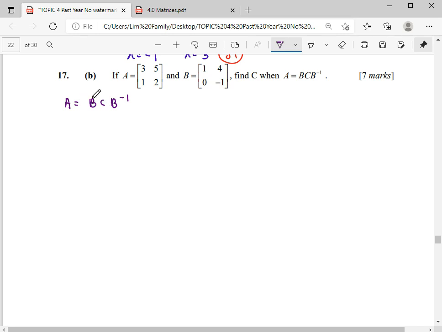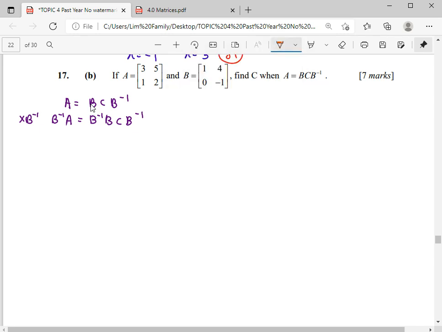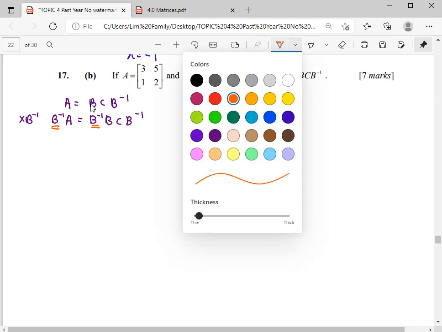So how do I clear off in front here? I will times a B inverse. So I will times in front of the matrices. When I'm doing multiplication, if I times in front of the matrix, then for every term of it also, we need to multiply in front of the matrices. So from here we can simplify.